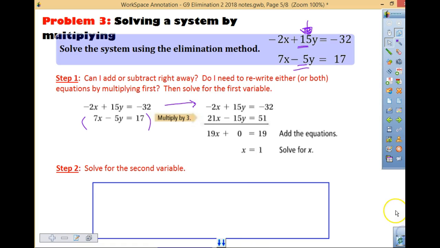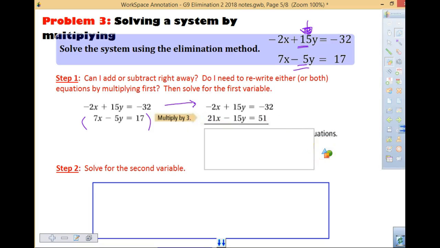So the first one stays as 2x negative 2x plus 15y equals negative 32. The second equation stays multiplied. 7 times the 3 gives us 21x. And again, some of you like rewriting that as plus a negative 15. That's fine, or you can leave it as a minus. So when we add, we have 19x.